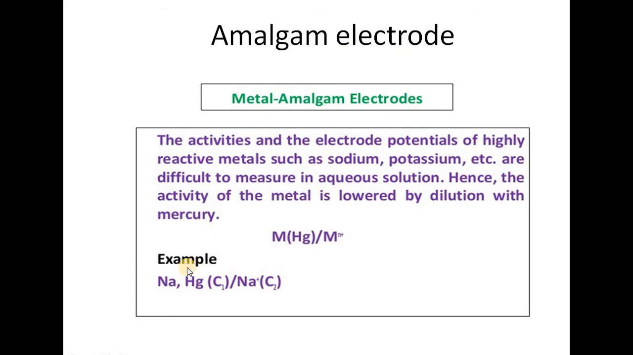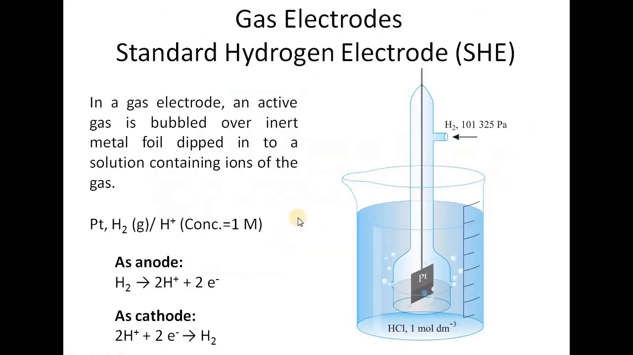For example, we can take sodium, which is amalgamated and is in contact with the solution of Na+ ions. So what is the benefit of amalgamation here? By amalgamation, first, the activity of the metal is reduced. Second, the impurities are diluted by amalgamation. And third, equilibrium is attained quickly on amalgamation. So these are the benefits of amalgamation, and amalgam electrodes are the electrodes for the active metals.